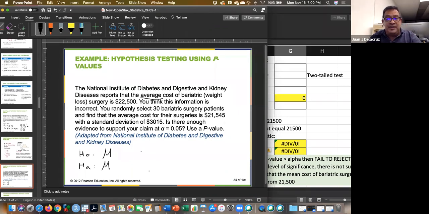bariatric surgery, which is a weight loss surgery, is 22,500. So my value is gonna be 22,500 in the two cases.